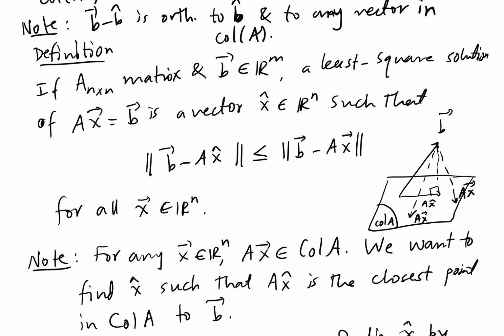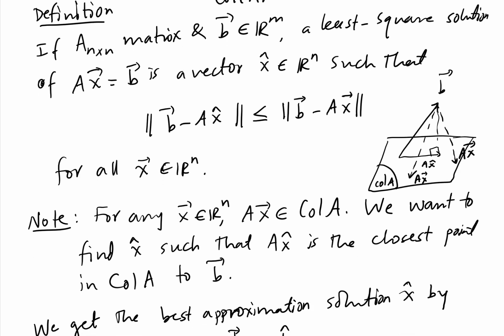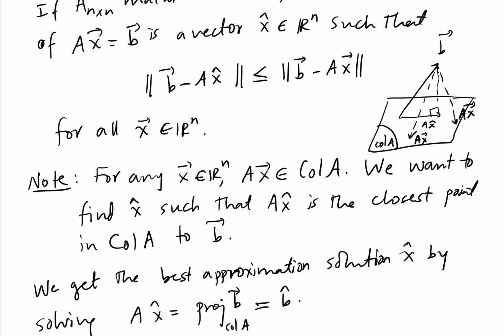Again, as I said, for any vector x in Rn, Ax belongs to the column space of A. We want to find x hat so that Ax hat is the closest point in the column space to b. Again, we get the least squares approximation. We are approximating the solution x hat by solving the equation Ax hat equals b hat, and b hat is the projection of b on the column space of A.